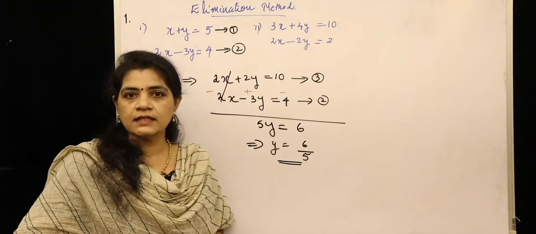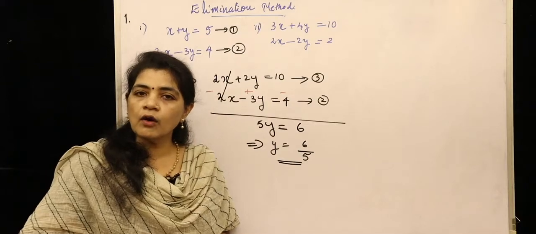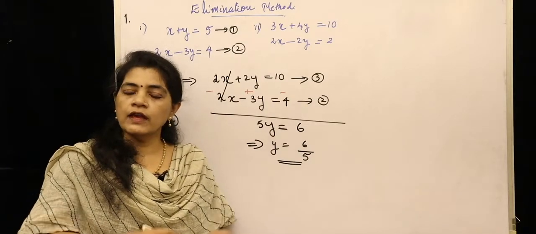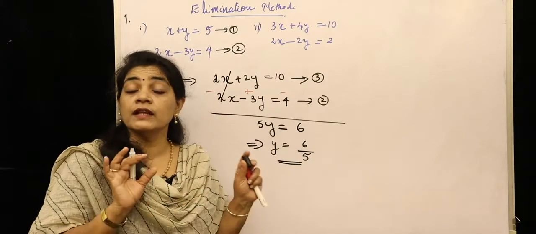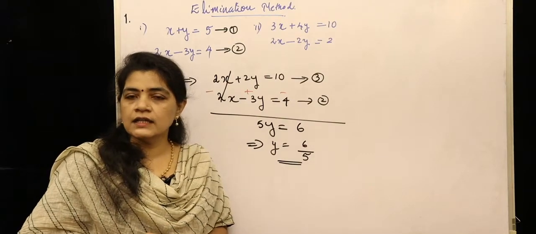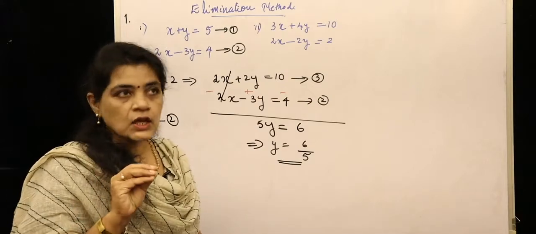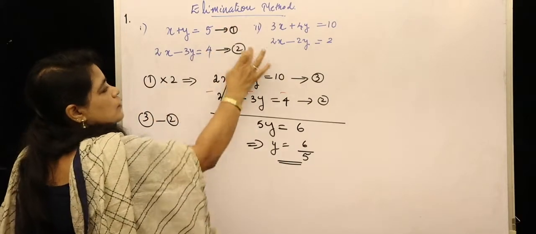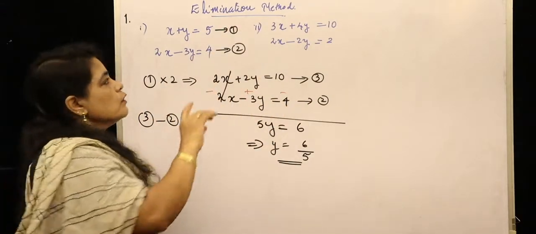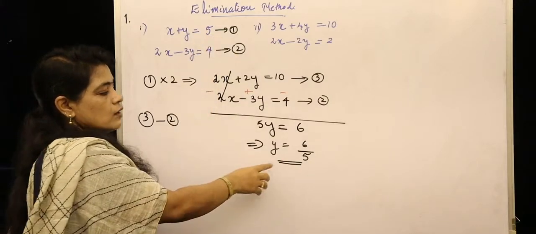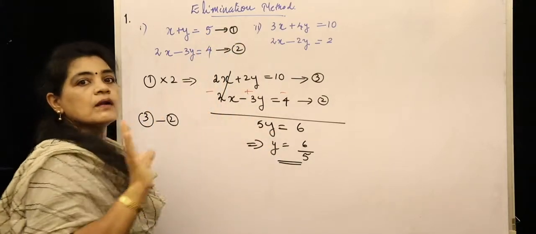So what is the next step? We should get the value of x also. First of all we eliminated, but we need the values of x and y. That is solving. So in order to get the value of x, you can substitute in any one of these equations. So I am going to substitute this value of y in equation number 1.